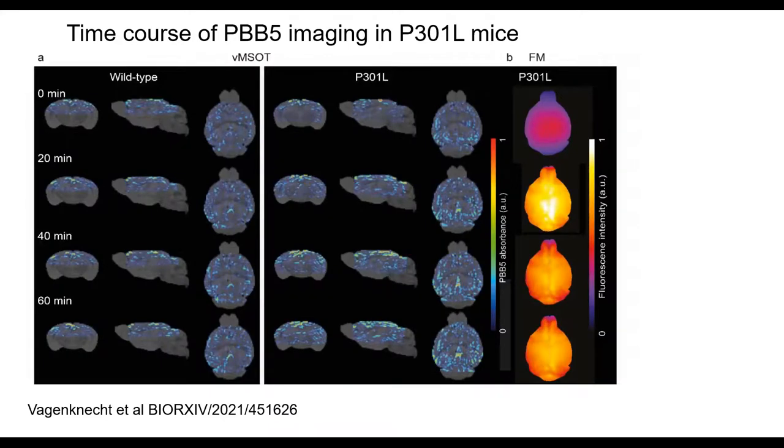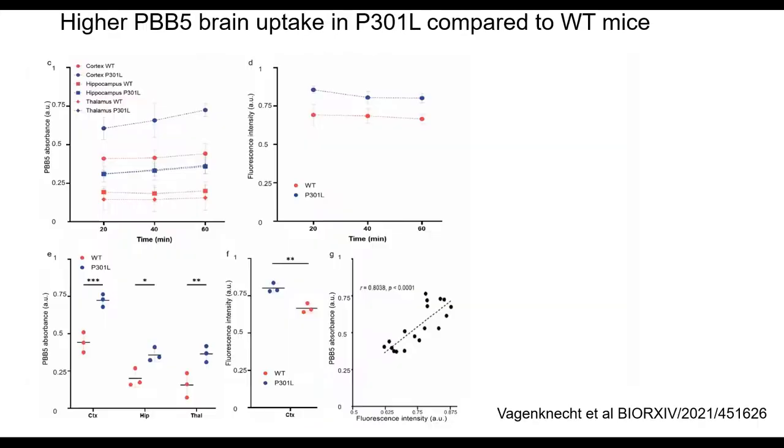This slide shows the unmixed PBB5 channel image superimposed on the MRI atlas, and we can see that there is increased signal in the cortex and the hippocampus of the P301L mouse compared with the wild-type mouse. The time course also fits well with the fluorescence imaging on the right side of the slide. The quantification shows that there is a higher uptake in the cortex, hippocampus, as well as in the cerebellum in the transgenic mice compared with wild-type, and the absorbance correlates well with the fluorescence intensity.